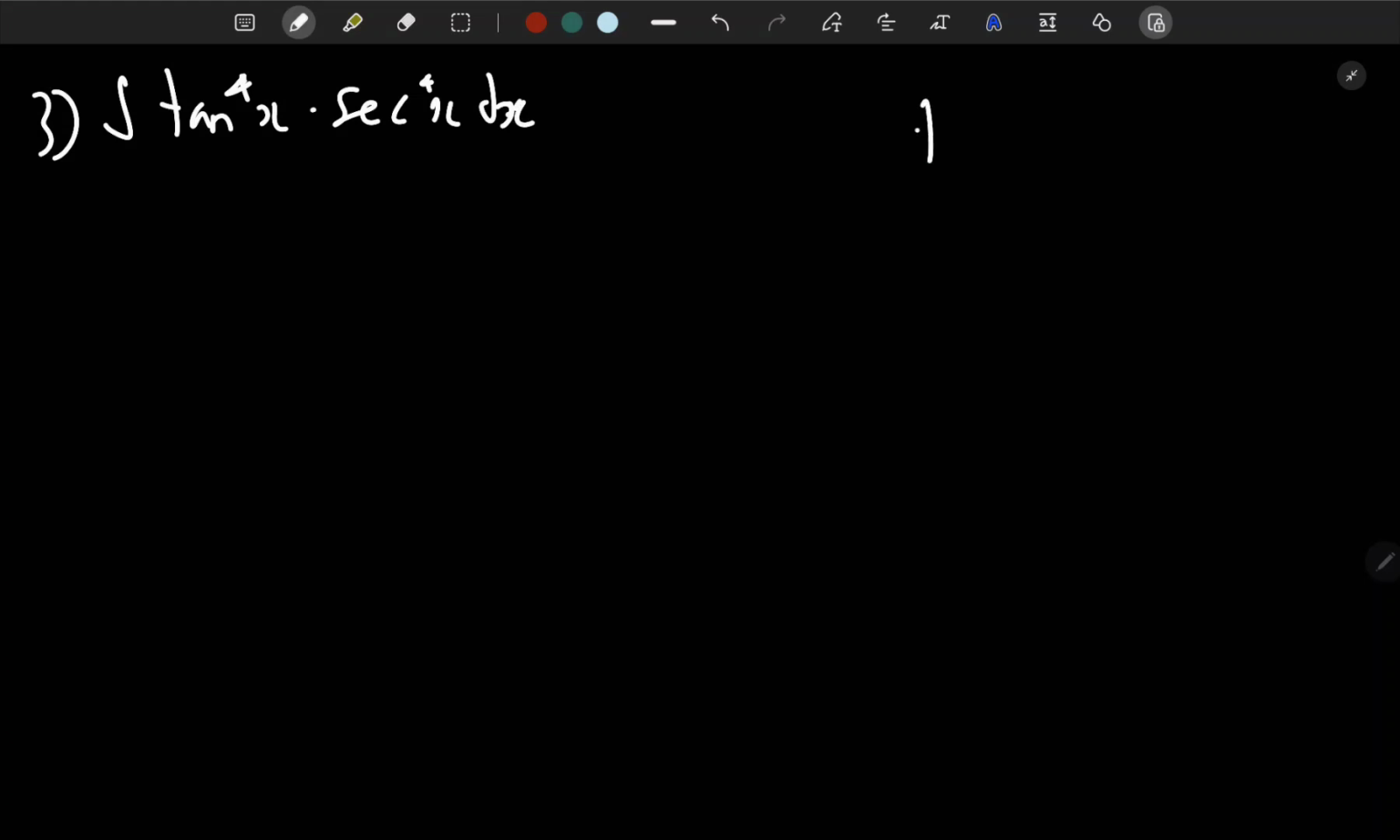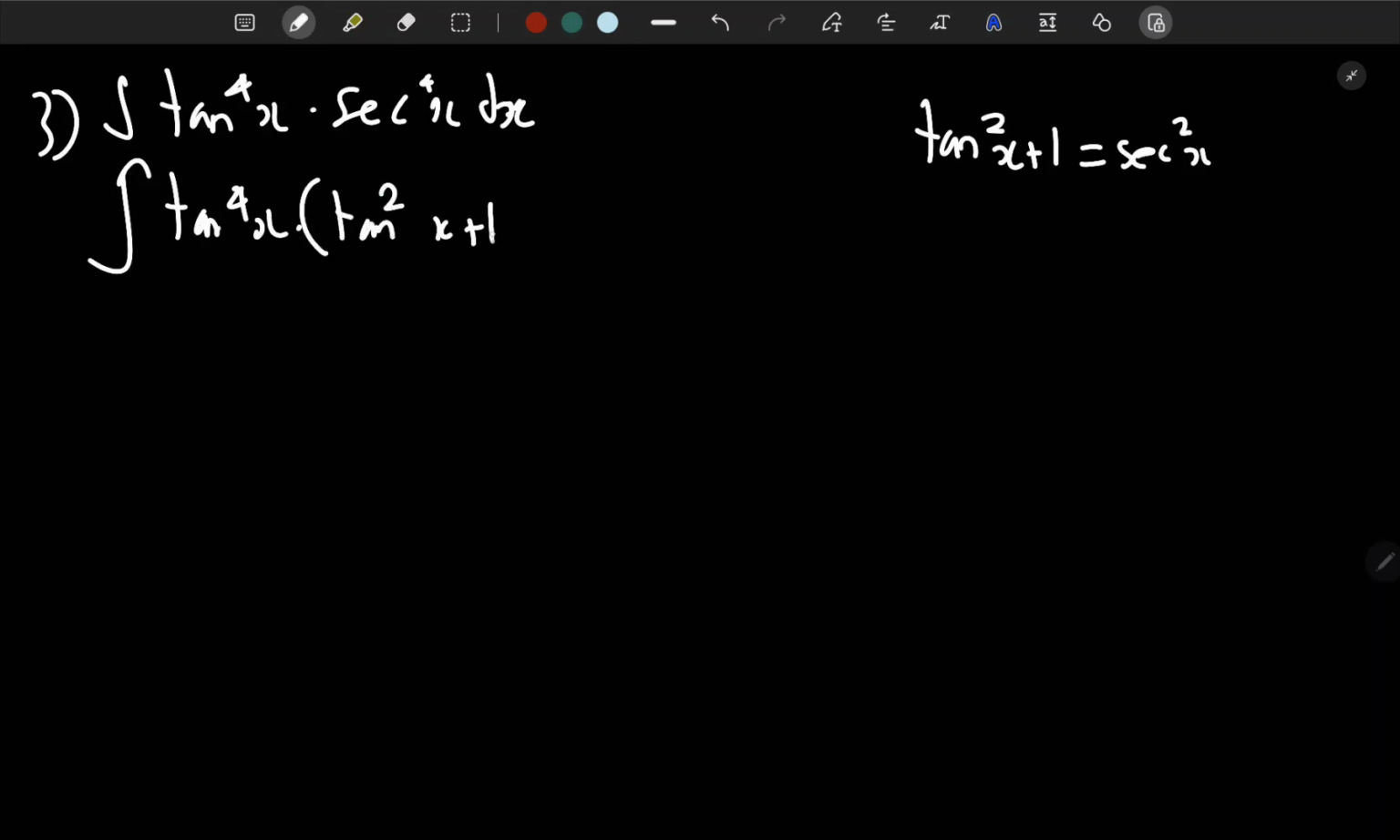Here I'm going to use the identity tan squared x plus 1 is equal to secant squared x. So let's replace one of the secant squared x with this part over here. Here I'm going to replace one of the secant squared x with tan squared x plus 1, into secant squared x dx.